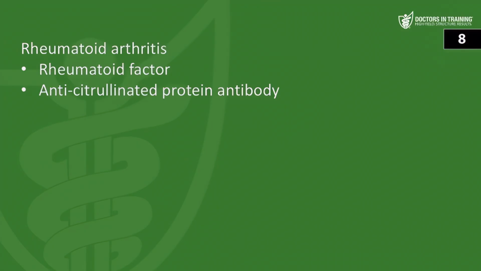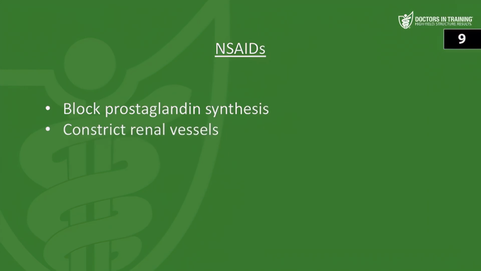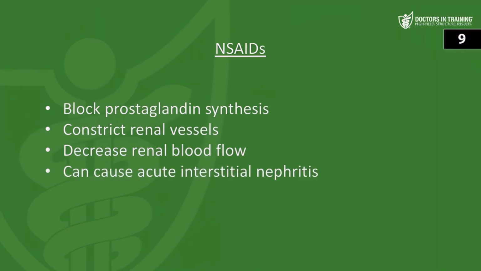a confirmatory test. And then by what mechanism do NSAIDs cause renal disease? So we said there were actually two mechanisms. First off, NSAIDs block prostaglandin synthesis. And prostaglandins are necessary to optimize the blood flow to the renal vasculature. So NSAIDs lead to some constriction of renal vessels and decreased renal blood flow. And second, NSAIDs can sometimes cause acute interstitial nephritis.